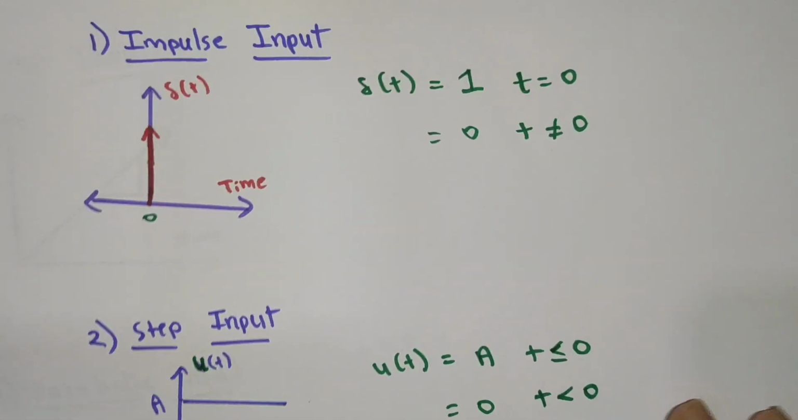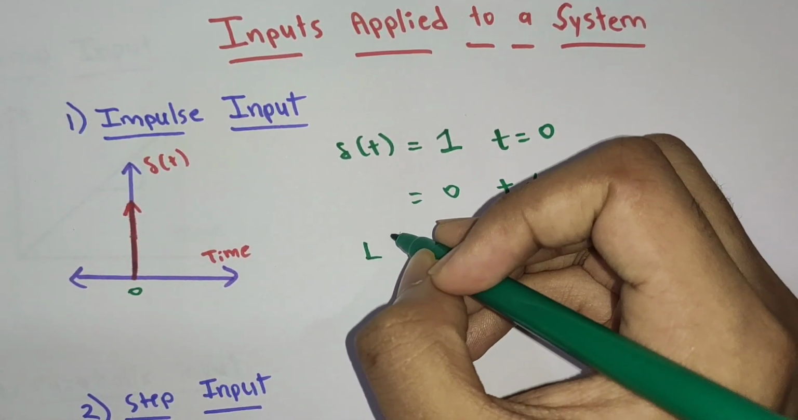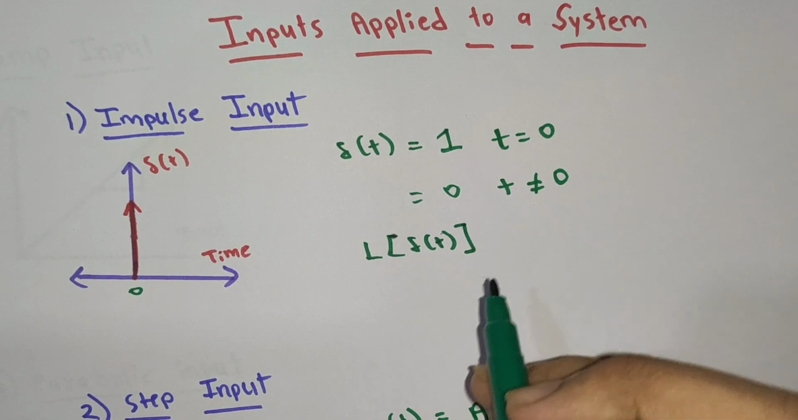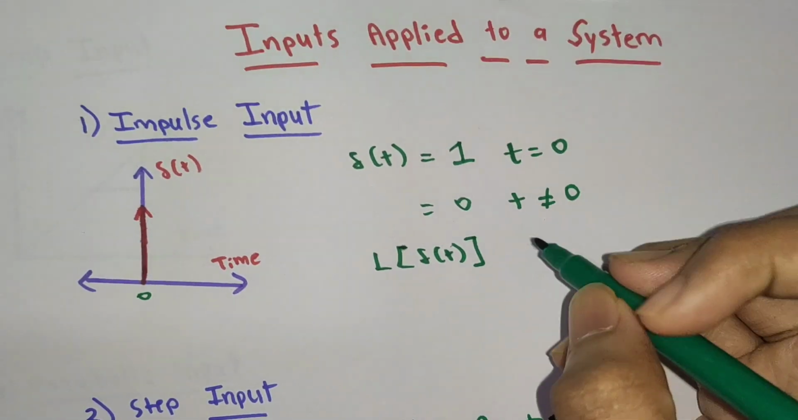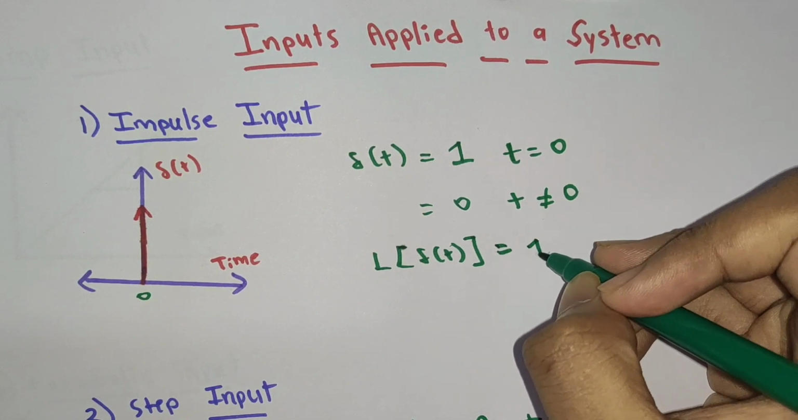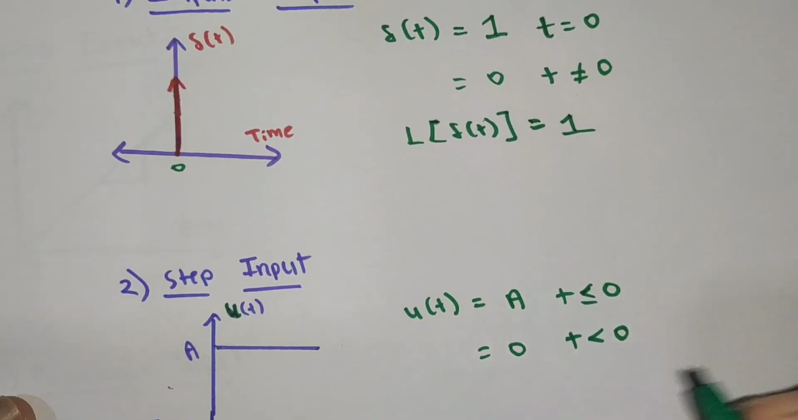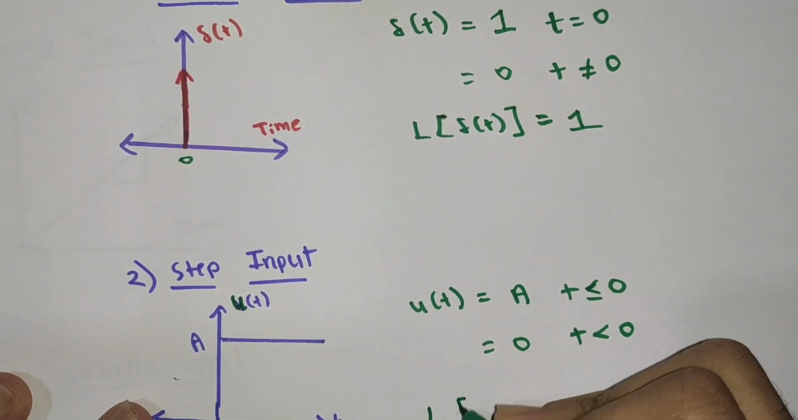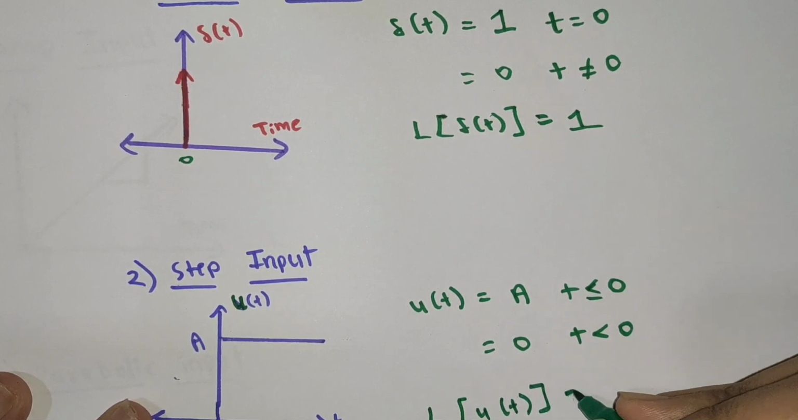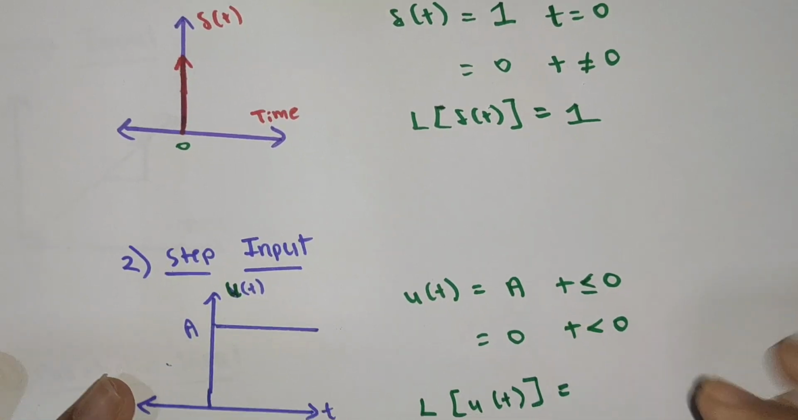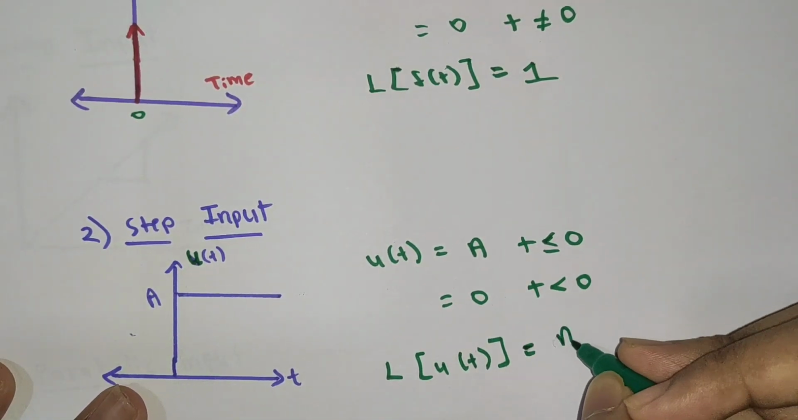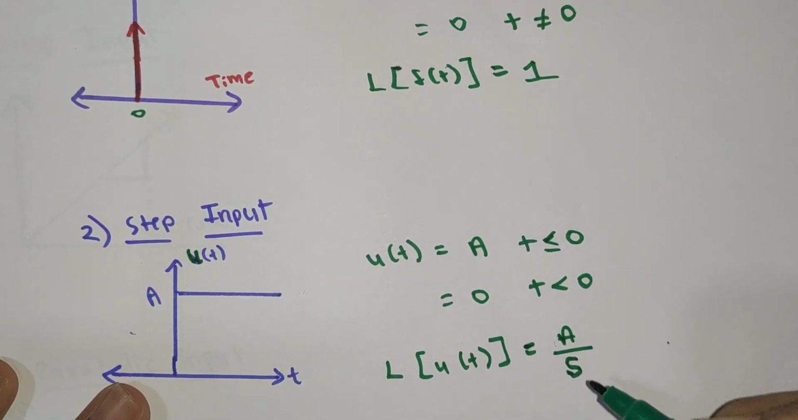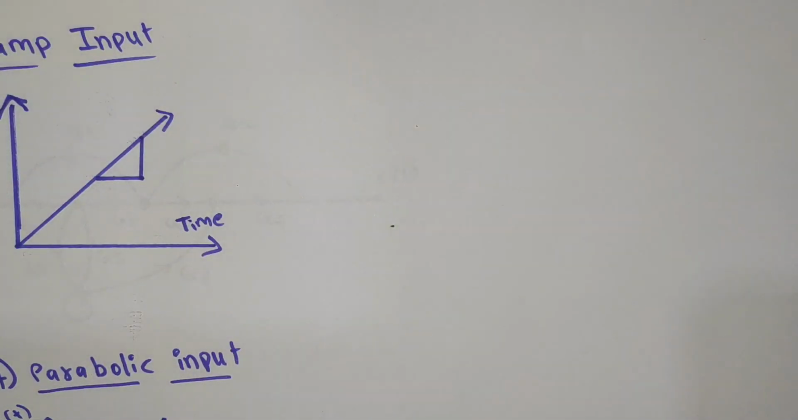Now let's write the Laplace, because you will need the Laplace values of these inputs. So the Laplace of the impulse input, here it is 1, so the Laplace will be equal to 1. Now in the step input, the value is equal to a, so we can write the Laplace of the step input. A is a constant over here, so its Laplace will be a by s.